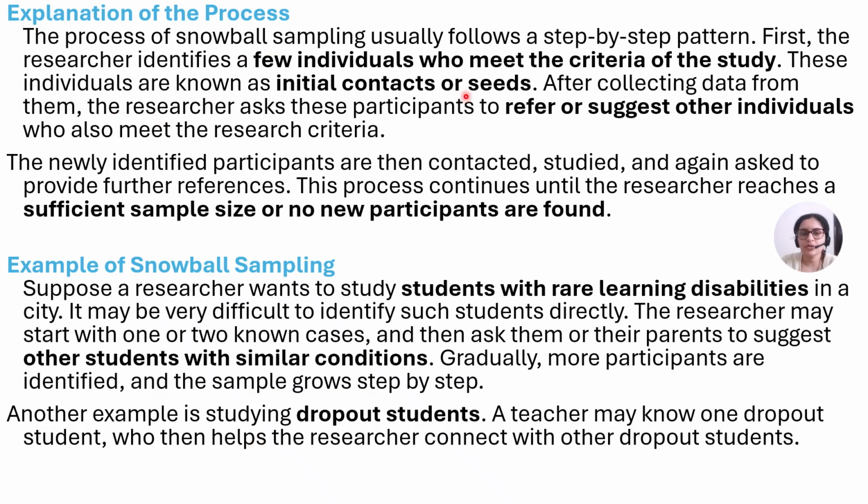So the process of snowball sampling follows a step-by-step pattern. First, the researcher identifies a few individuals who meet the criteria of his study, and these individuals are known as seeds or initial contacts. Okay. After collecting the data from them, the researcher will ask these participants to refer or suggest other individuals. So the initial participants are known as seeds or initial contacts. Okay, this is the example of snowball sampling. Very easy.